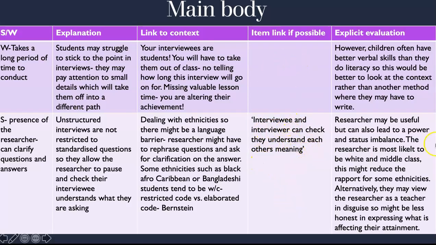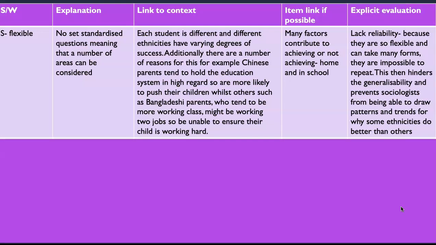That's my item link. And then my explicit evaluation is that although that researcher might be really useful, it can lead to that status and power imbalance, which can then reduce the rapport. And alternatively, they may see the researcher as a teacher in disguise, so maybe less honest in expressing what's affecting their attainment or their achievement. Put that on pause, read it through for yourself, and I'm going to carry on.